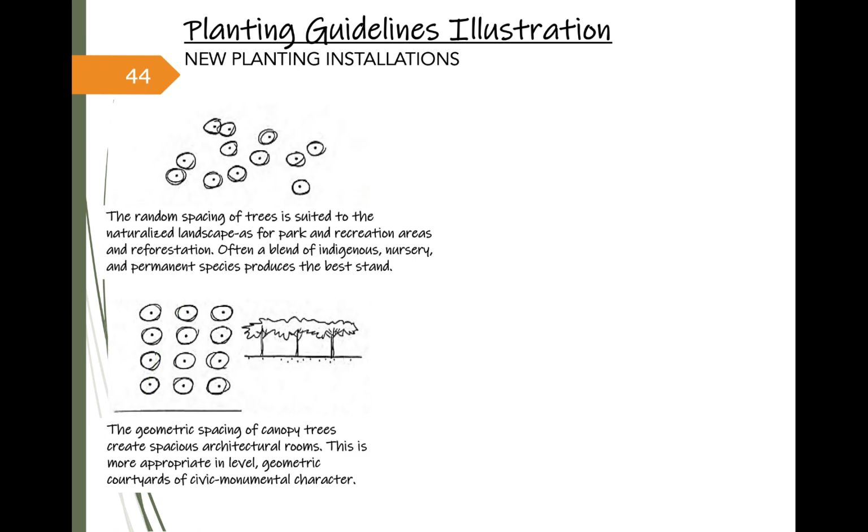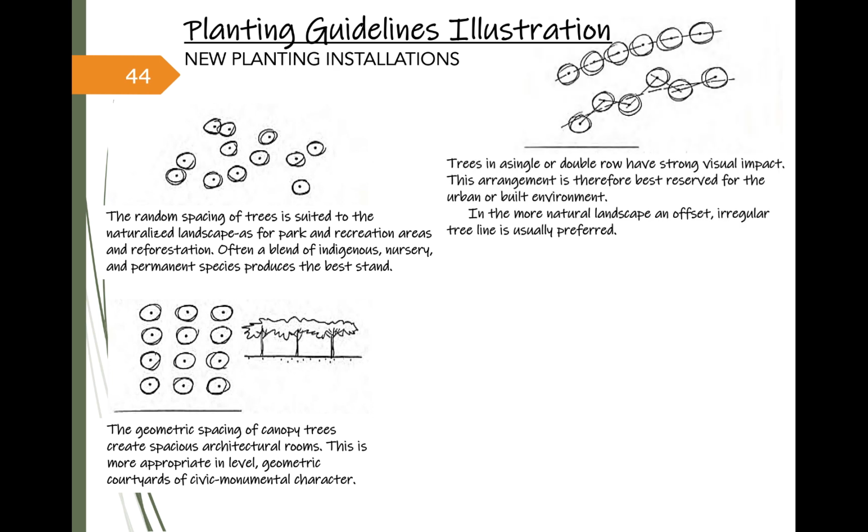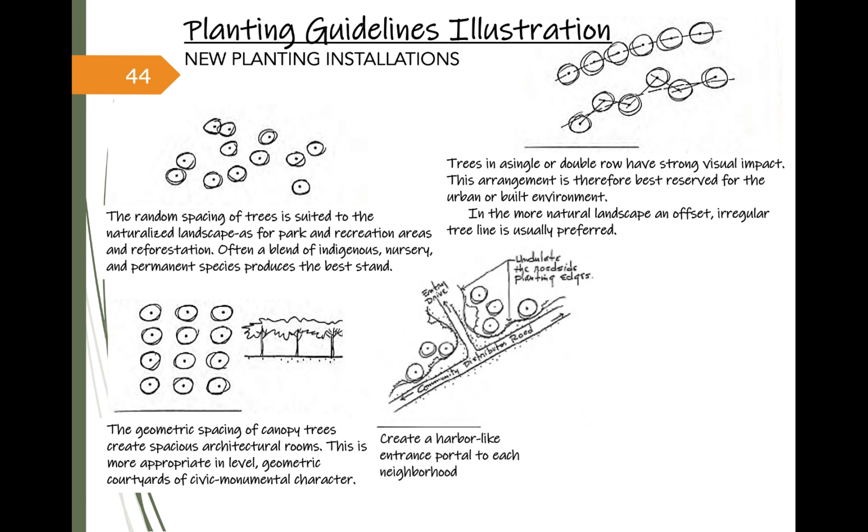The random spacing of trees is suited to the naturalized landscape, as for park and recreation areas and reforestation. Often a blend of indigenous, nursery, and permanent species produces the best stand. Trees in a single or double row have strong visual impact. This arrangement is therefore best reserved for the urban or built environment. In the more natural landscape, an offset regular tree line is usually preferred.